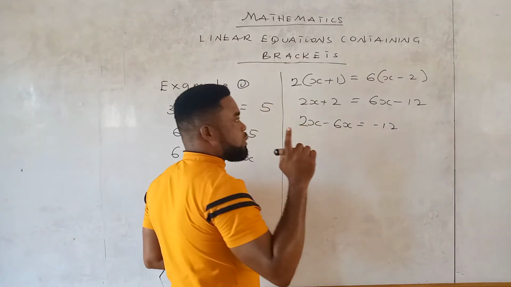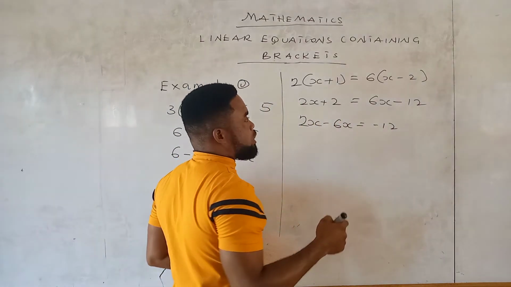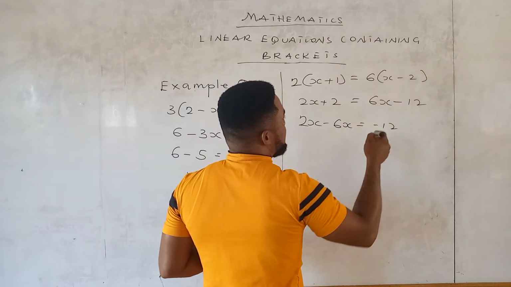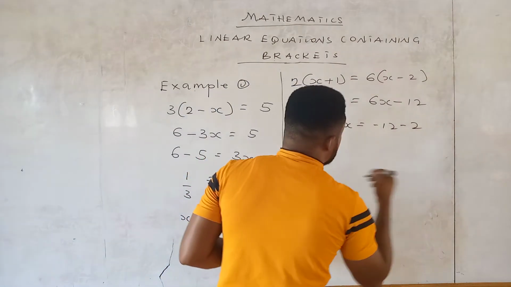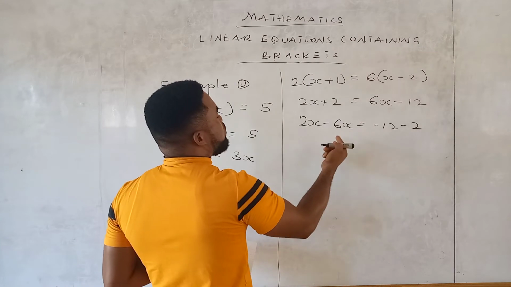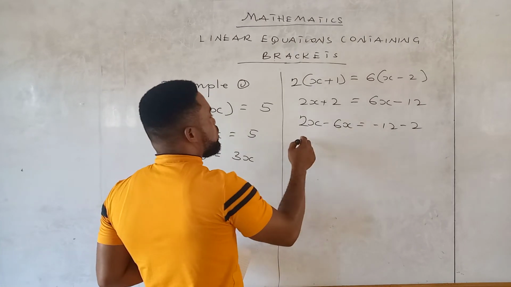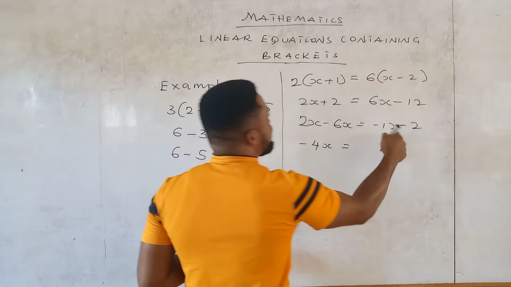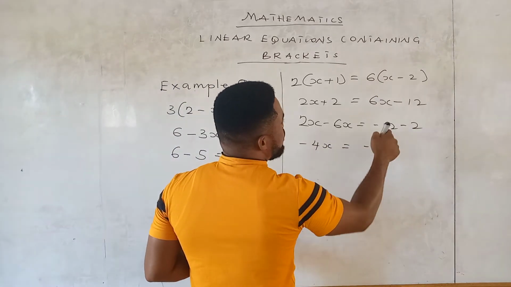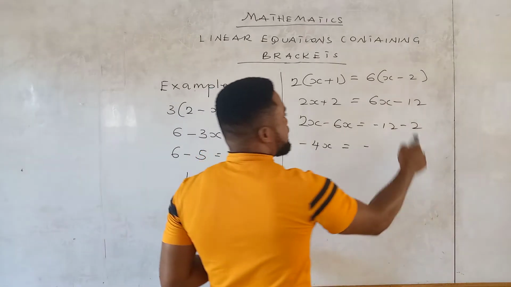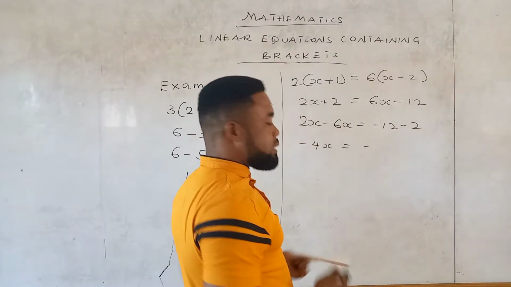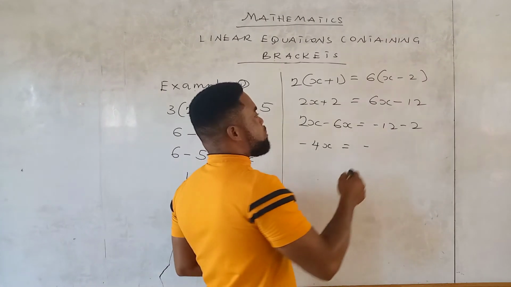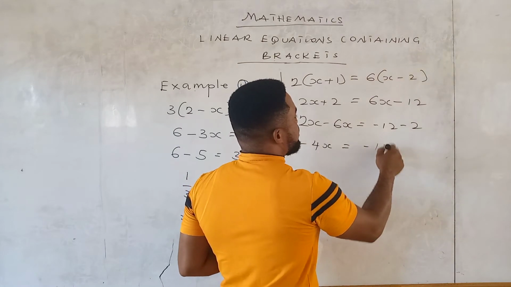It is already there. You don't touch it. This one here is positive, the 2. So you group it, it becomes negative 2. Now, you are owing someone 6. You have 2. You still owe the person 4. So you are going to have negative 4x equal to negative what? You owe someone 12. You are still owing the person 2. So when you add the 2, you are going to owe the person 14.